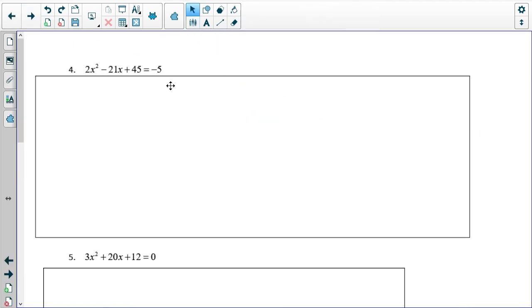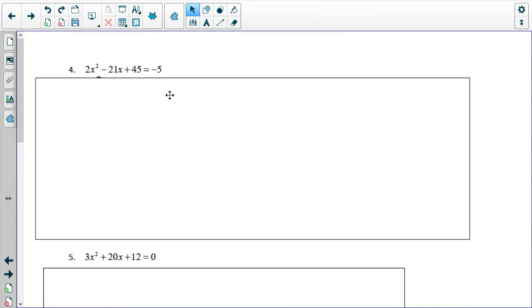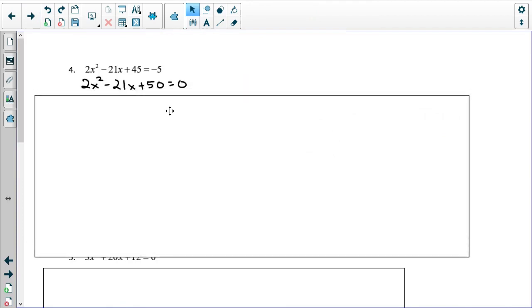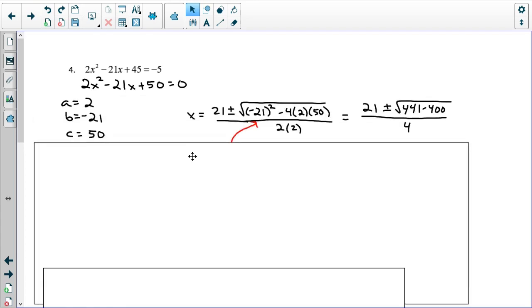Problem 4, if we remember from factoring, we did not get any factoring solutions, but looking at the graph, there were some solutions. So we see 2x squared minus 21x plus 50 equals 0. A is 2, B is -21, and C is 50. So we do a little bit of work here. We get 21 plus or minus the square root of -21 squared minus 4 times 2 times 50, all over 2 times 2. And I did a little simplifying.